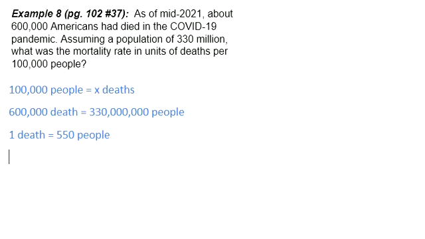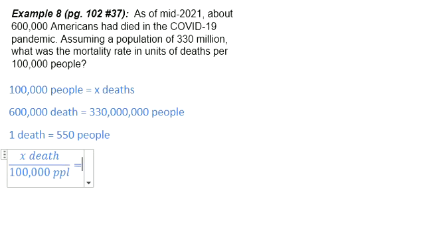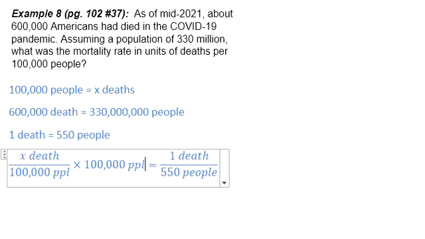Okay, so now I can compare my two rates. Putting my unknown first, I have that there are X deaths out of 100,000 people. And I'm going to compare that to my rate of 1 death out of 550 people. Okay, getting X by itself means I'm going to multiply both sides by 100,000 people.